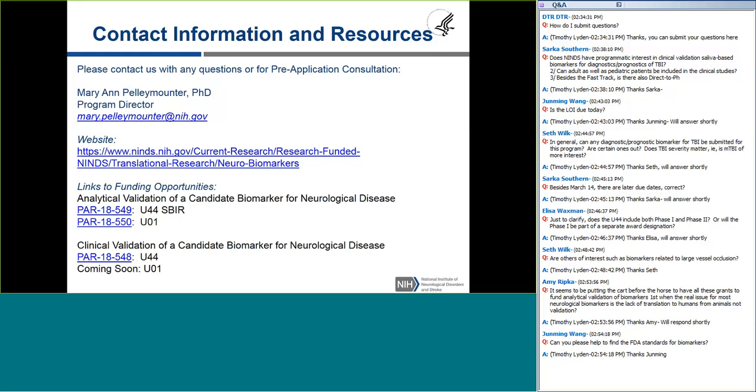So would translation of the measurement of a biomarker from a low throughput platform to a high throughput technology be supported? That one's a little bit more, I guess we'd have to ask the question, are you validating the low throughput to high throughput? So everything has to do with validation. If validation is not part of it, then these funding opportunities would not support what you're suggesting.